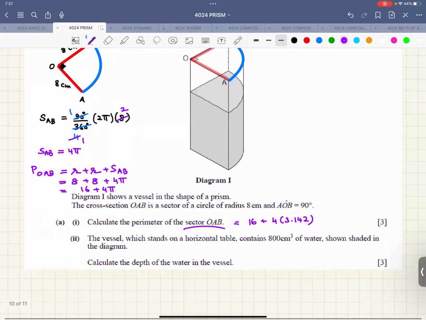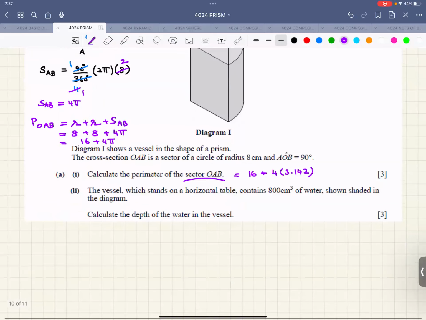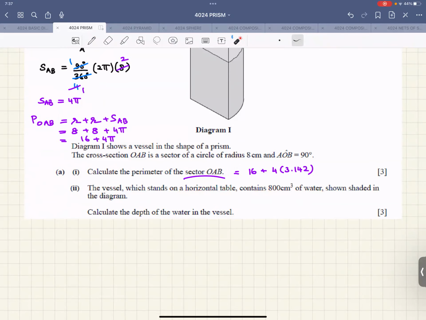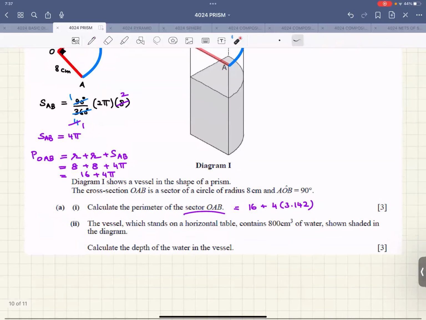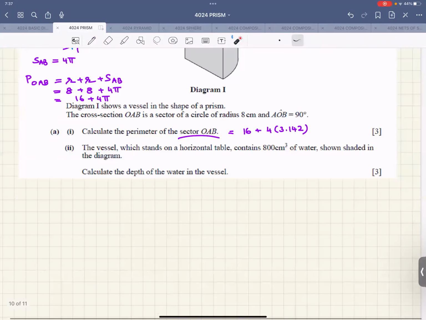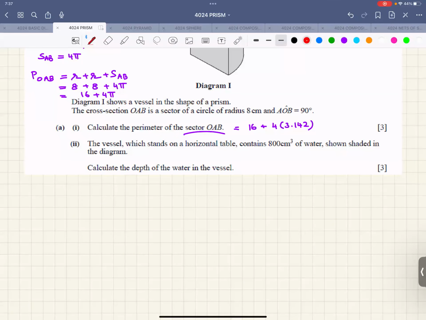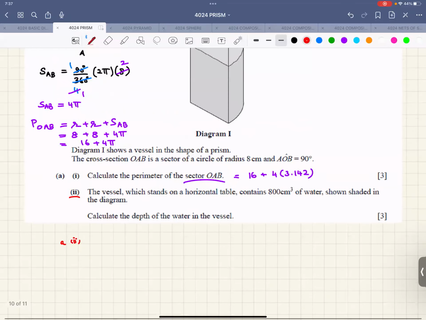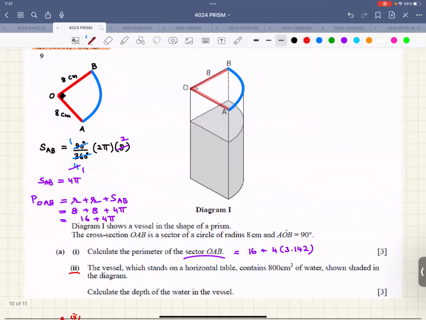Now it says the vessel which stands on horizontal table contains 8,000 centimeter cube of water. That is the volume of this water. Calculate the depth of water in the vessel. That means volume of water, part 2. So now I'm working on part 2. And that was part 1.